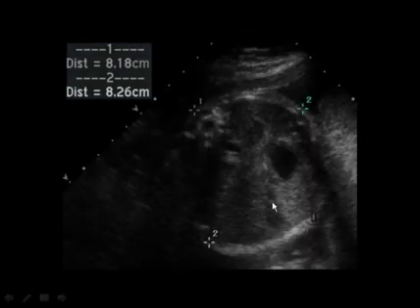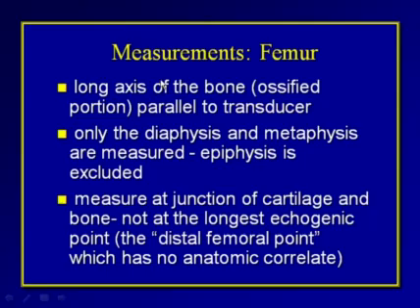Here's a better image of the same fetus, and all that's happened is that the probe has been moved just a little bit medially on the mom's anterior abdominal wall, and now we can see the skin surface to skin surface very clearly, and we can see that our measurements are very close to each other, so I know that I have a true circular diameter.